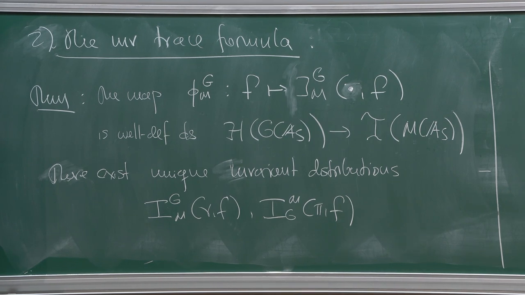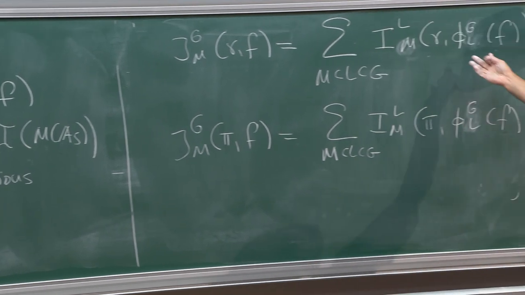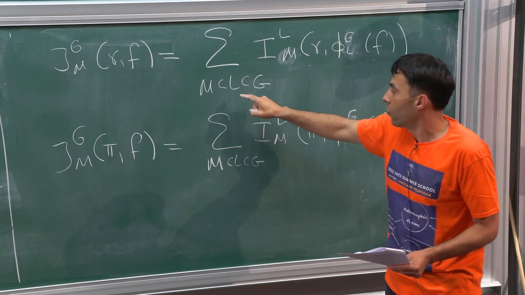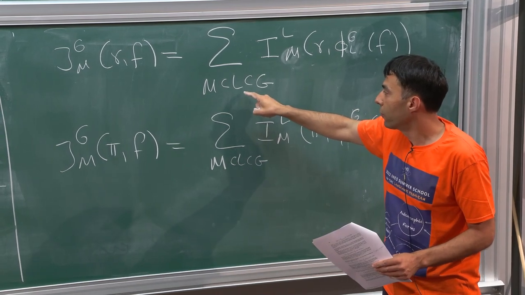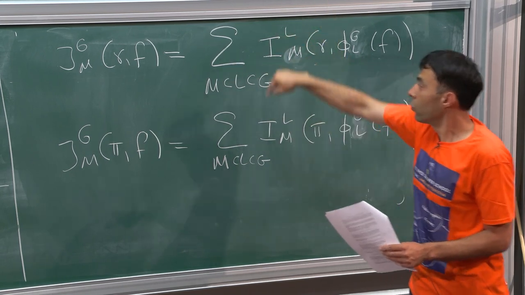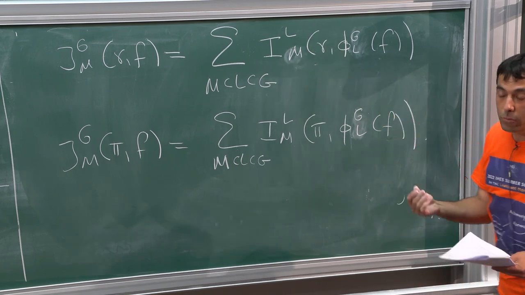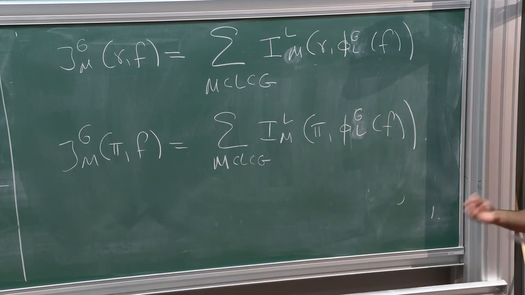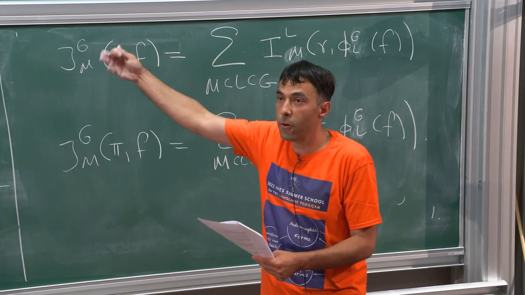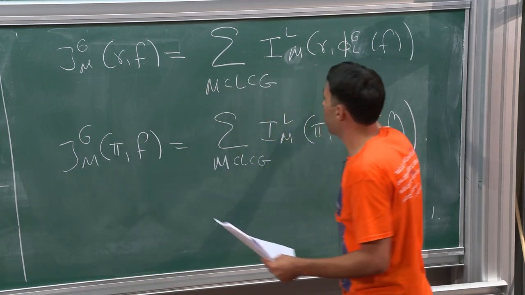Okay, so when you look at this, you realize that these formulas actually give you the definition of the invariant distribution inductively. Because if you imagine you knew what to do for all Levis which are not equal to G, then this formula tells you what to do for L equal to G, and that defines for you I^G_M. But then you have to prove that what you have is an invariant distribution. This is not too hard because you use the variance formulas that I mentioned, and the fact that the variance formulas are parallel for the geometric and spectral side.